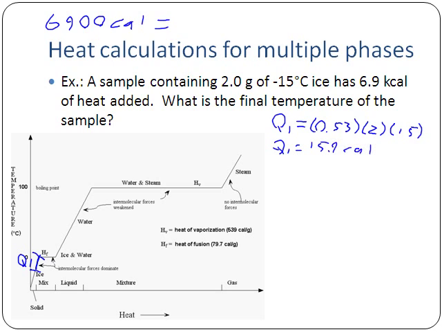So I had 6,900 to start with. Have I used up my full 15.9? Absolutely not. I know I've got at least 15.9 here, and I'm going to have to add that to the amount of energy on my second section. The second section is going to be going across here.